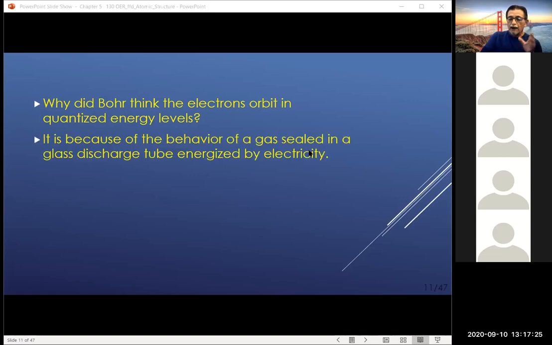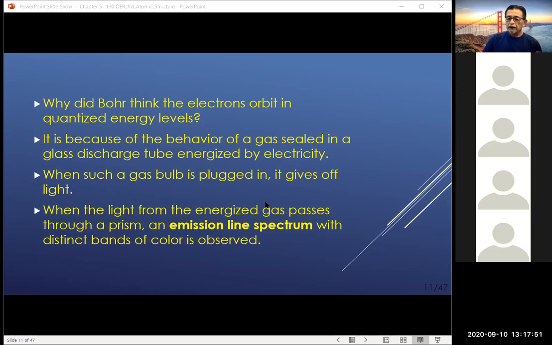Now, why did Bohr think that? Because he looked at gases that were sealed in a glass tube and then hit them with energy, in this case, electricity. It's no more than a neon light, basically, but with different elements inside the tube, okay? And when we plug in these tubes with whatever element you're looking at, it gives off light. Okay, and from the light, we can analyze it. We break it up into specific wavelengths, and we have what's called an emission line spectrum.